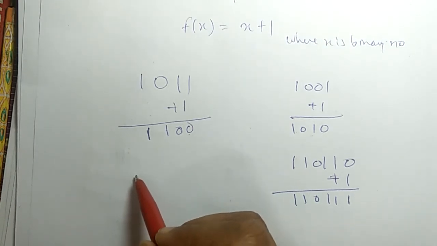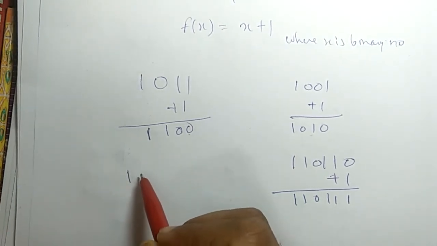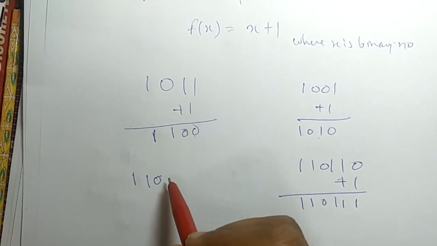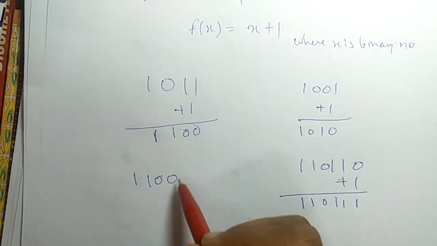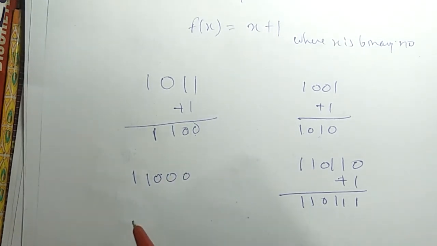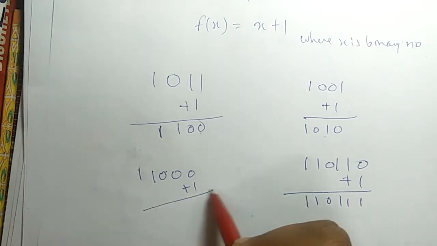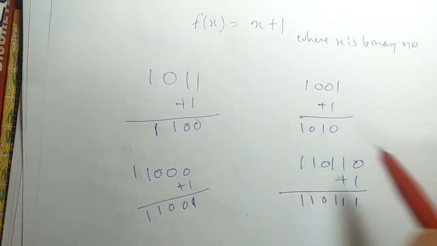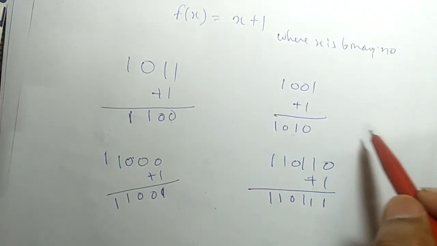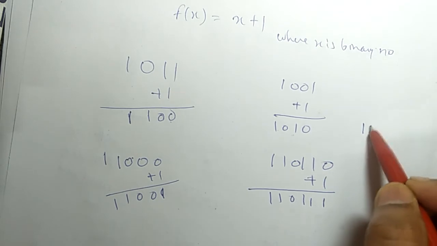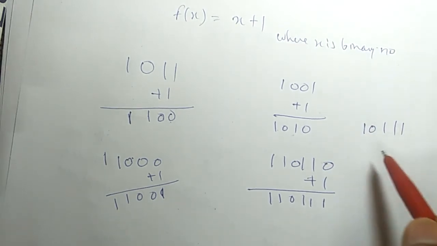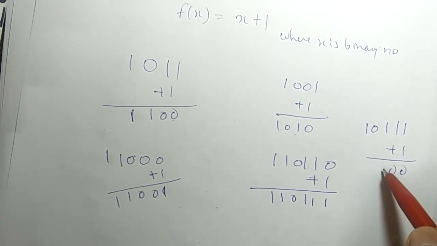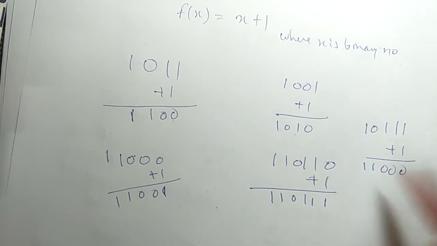Suppose we have another example, 1 1 0 0 and 0. If we add 1, it will become 1, the rest will remain the same. And suppose we have another example, 1 0 1 1 1, and we add 1, it becomes 0 0 0 1 1.